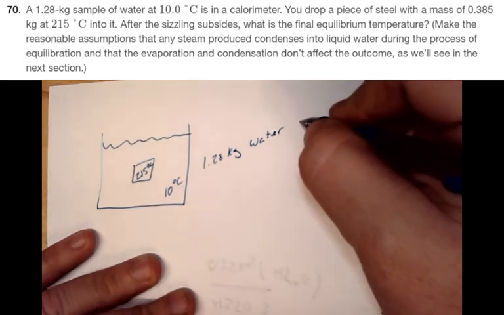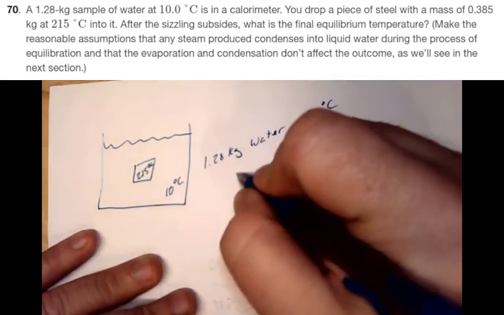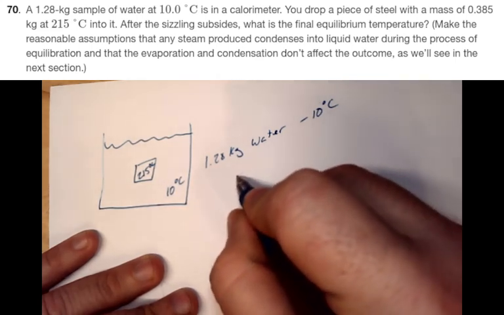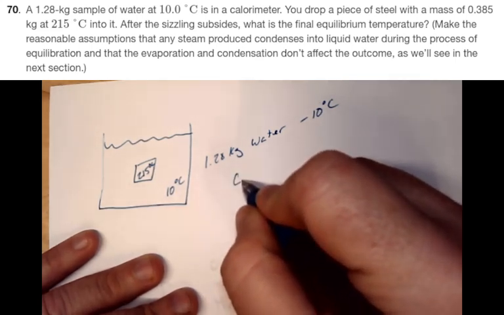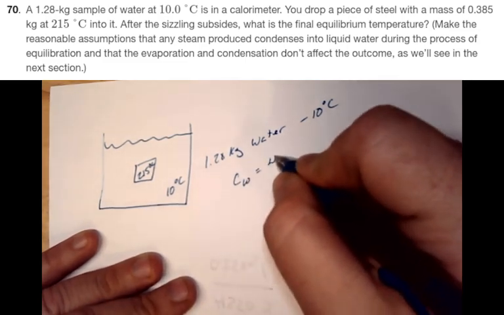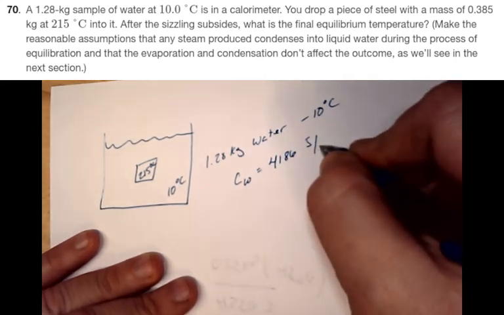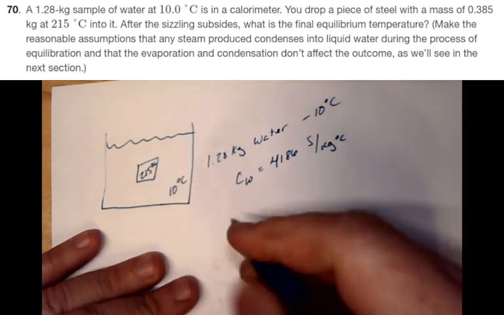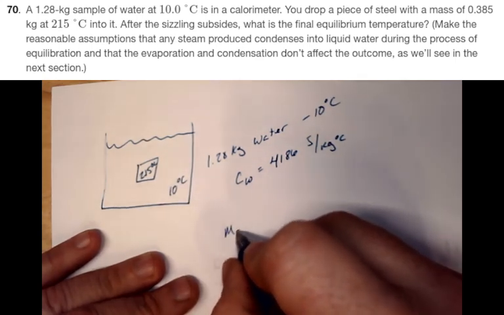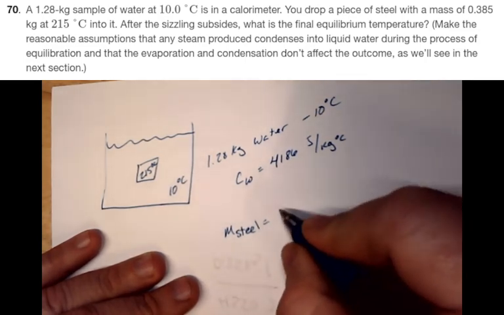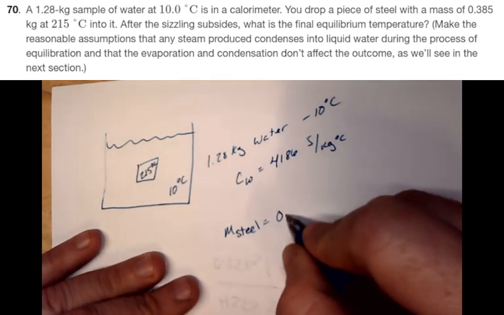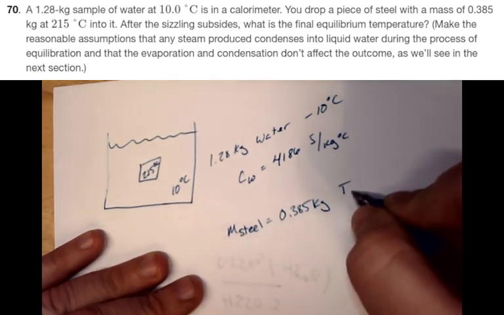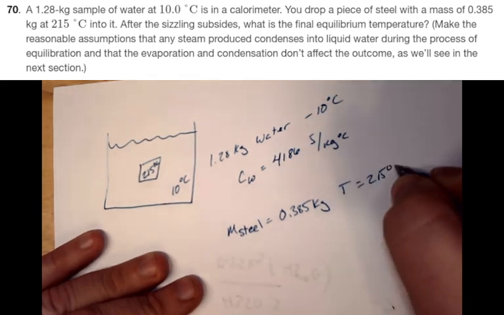Right. So we just note the numbers that we have. 1.28 kilograms at 10 degrees Celsius, and our specific heat capacity for water is 4186 joules per kilogram degree Celsius. So for the steel, we have the mass of the steel, which is 0.385 kilograms, and its initial, hot temperature is 215 degrees Celsius.